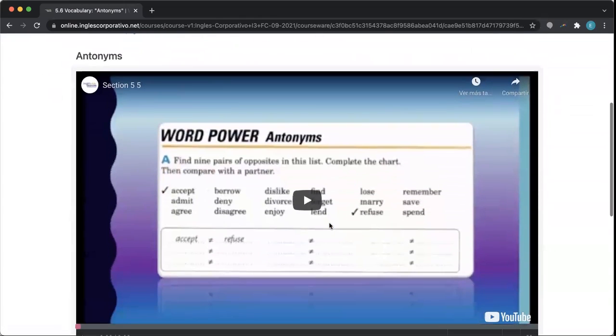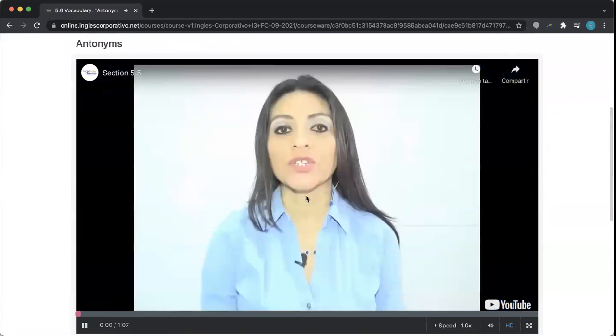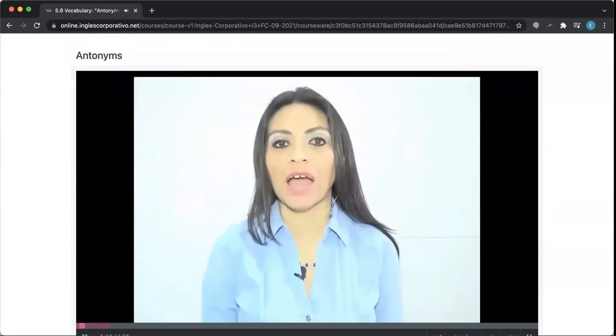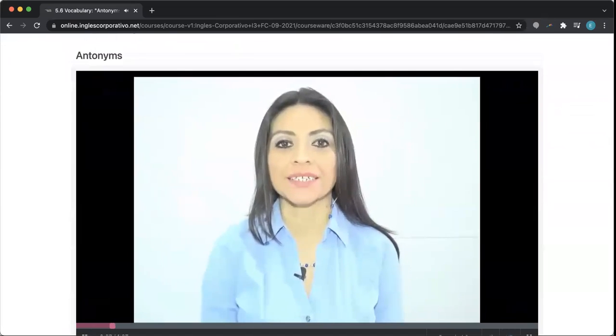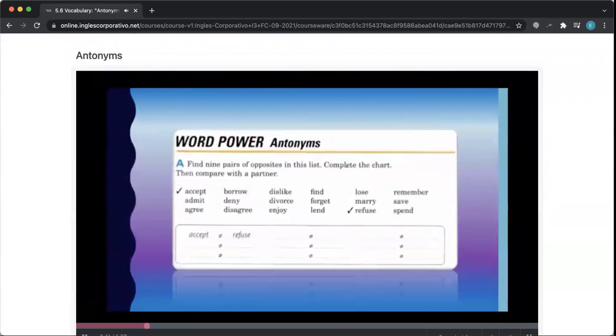One more time, the antonyms and then the past modals. To know about antonyms and synonyms helps increase your vocabulary. Take a look at the following antonyms and find its opposite. Listen carefully and repeat.